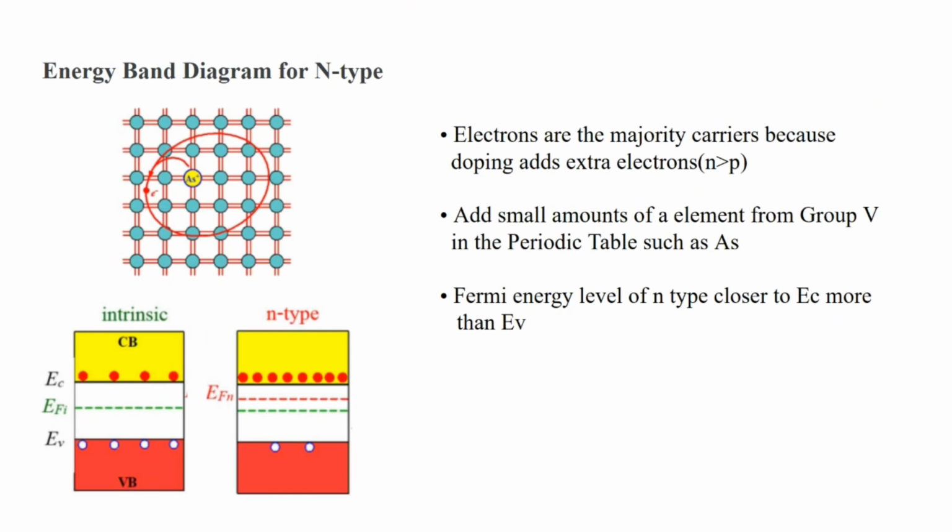So N-type semiconductor is the type where n is greater than p, where np equals ni squared, a constant. From this lower diagram, you can see that it makes the Fermi energy level, or EFN, of the N-type closer to EC more than EV.